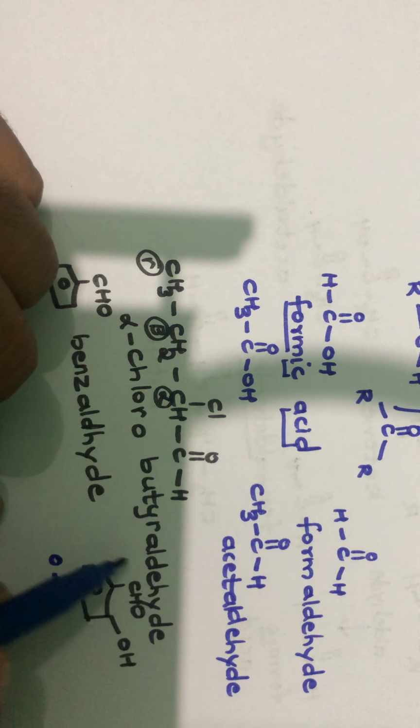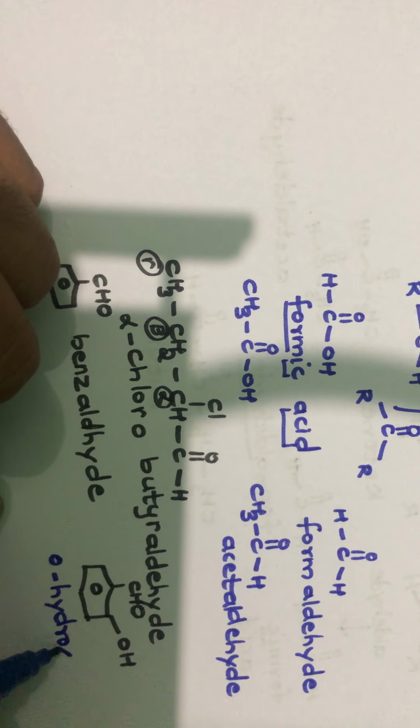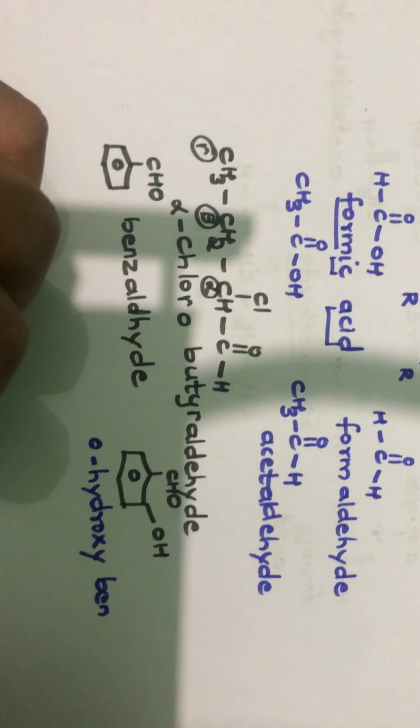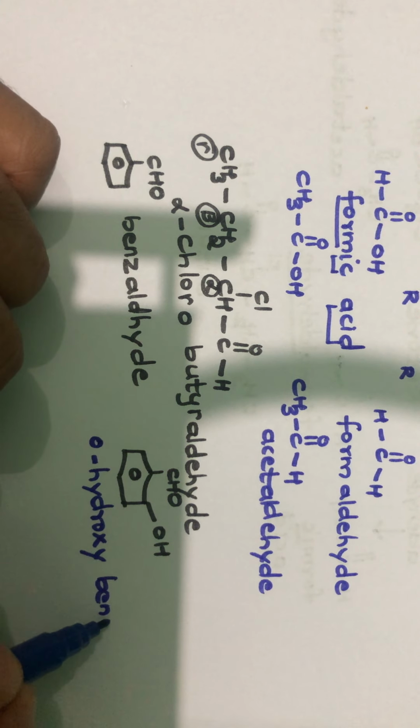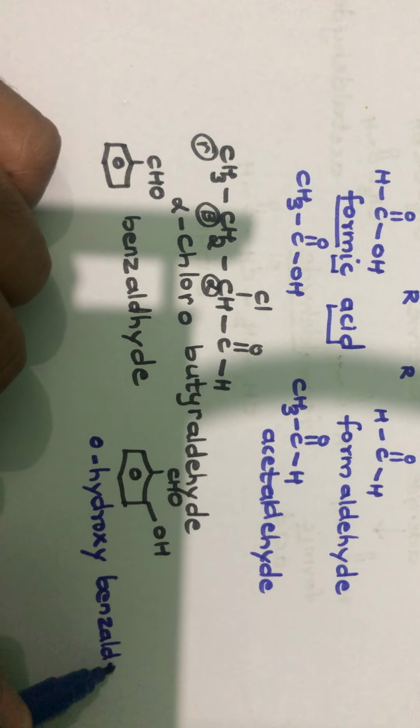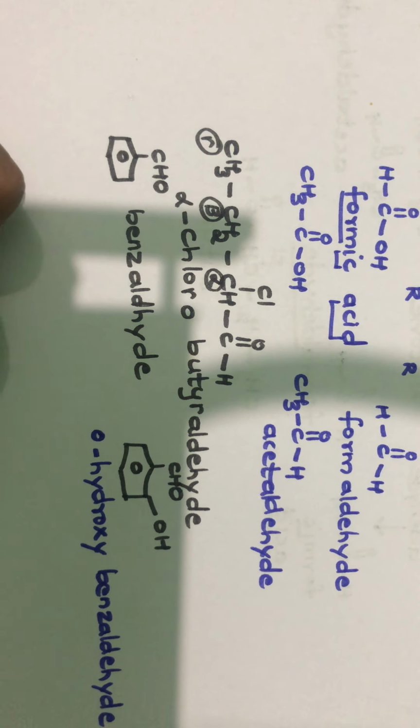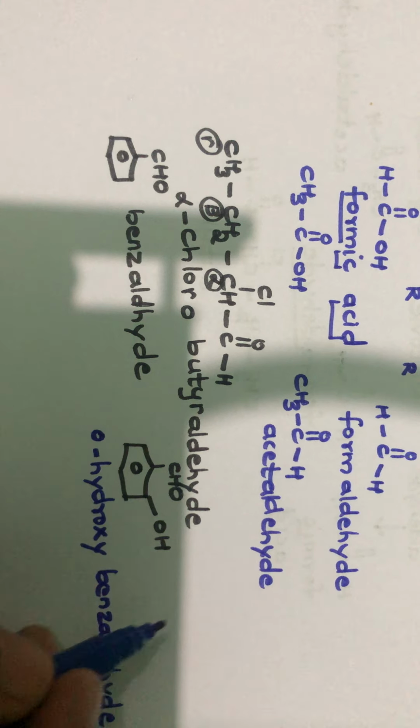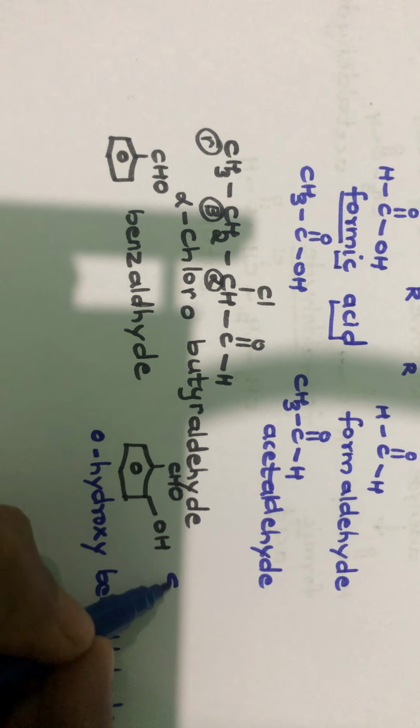Okay, this is benzaldehyde. So this is orthohydroxybenzaldehyde. Now, some substituted aldehydes have special names. So this molecule is salicylaldehyde.